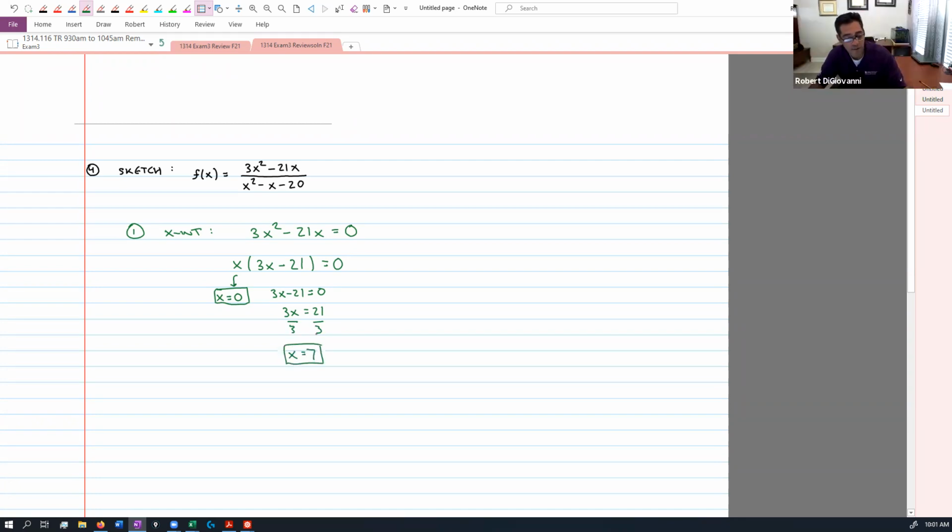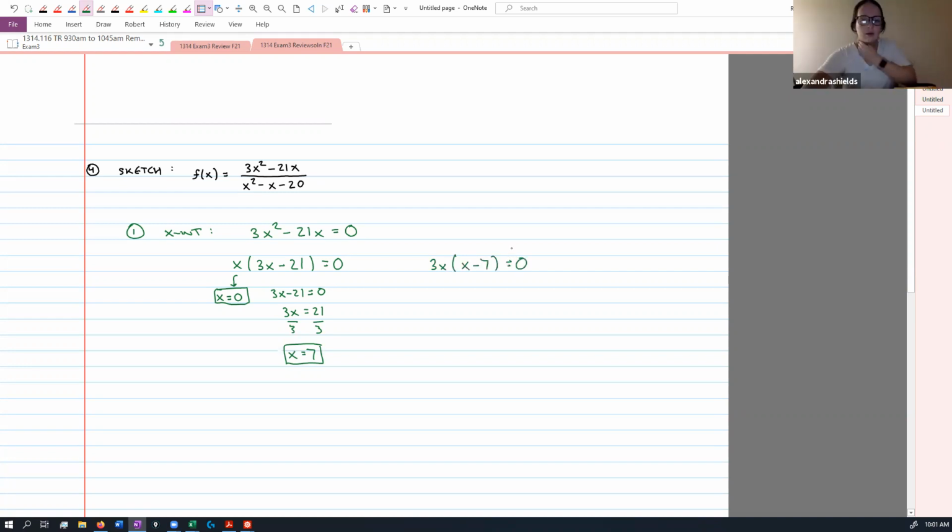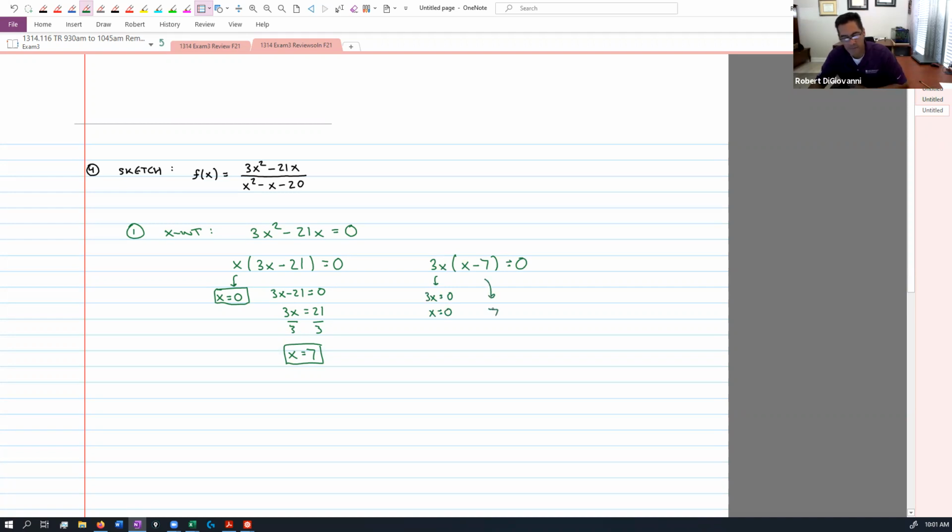Now, some of you may have done this. When you pull a GCF, you pulled an x out, you could have pulled a 3 out too, and then it would look like this. And you get the same 2 answers because you set this to 0 and you still get 0, and you set that to 0 and you get 7. So either way, you got them. Good. Okay.